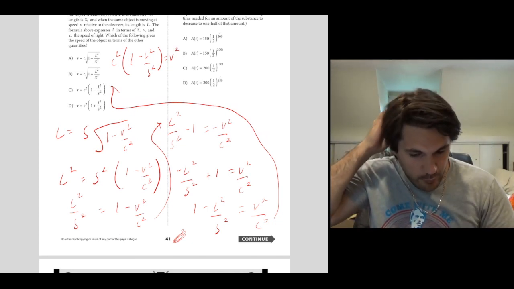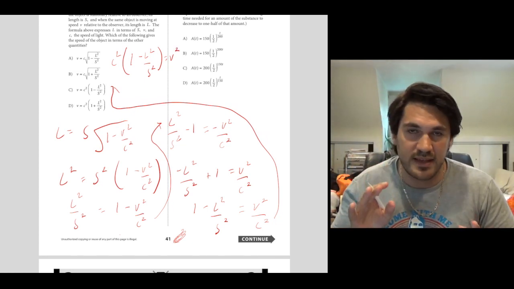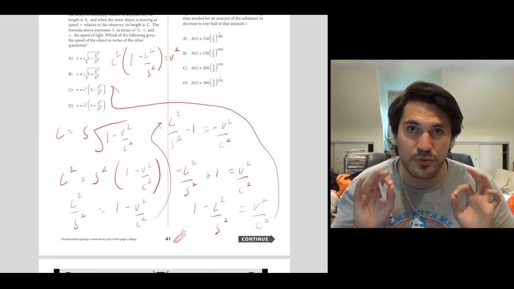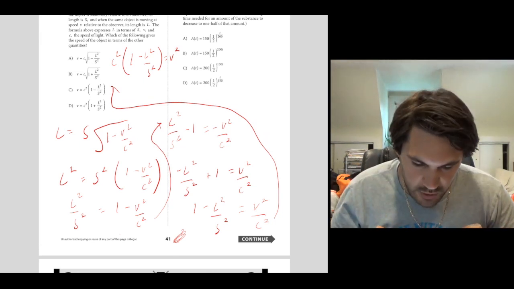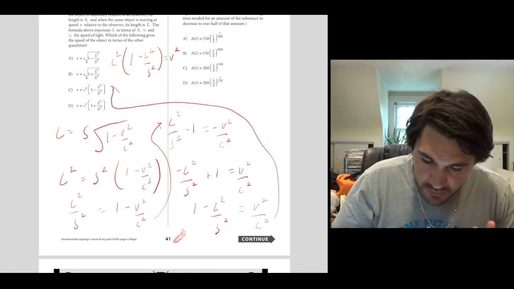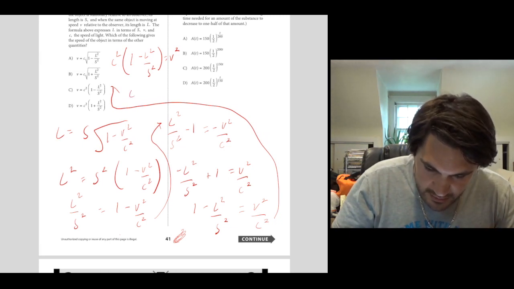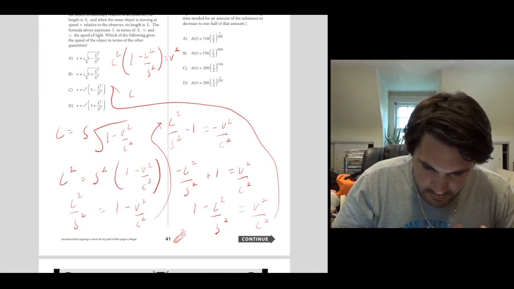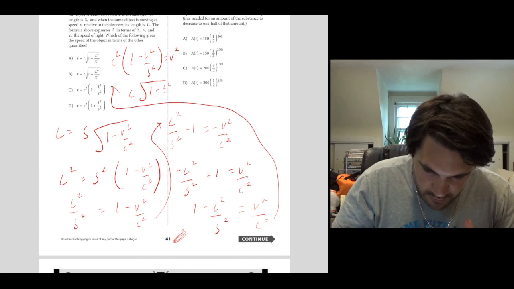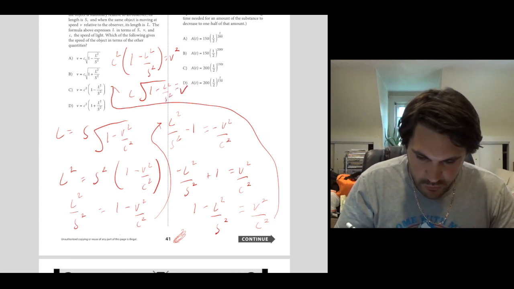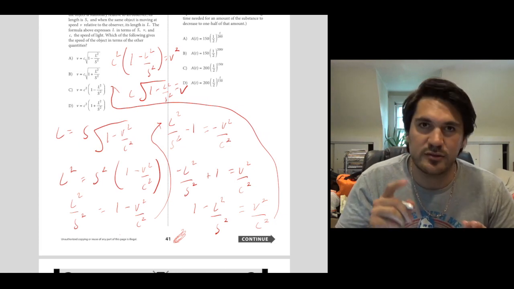Okay, great. Now we're getting somewhere. Now we need the v by itself. Take the square root of both sides, and we are going to get c times the square root of 1 minus L squared over S squared equals v. So that would mean that our answer is A.